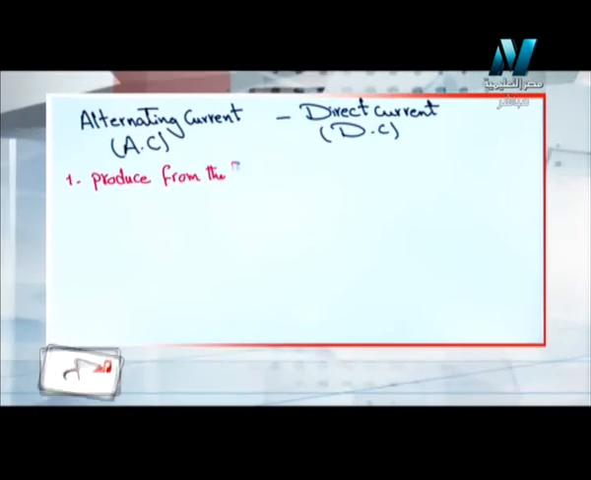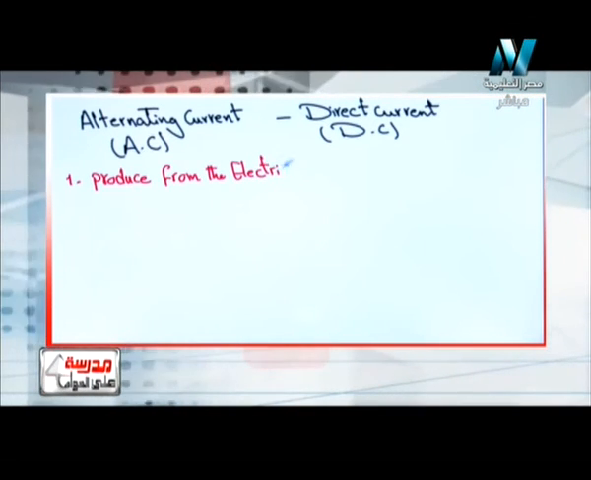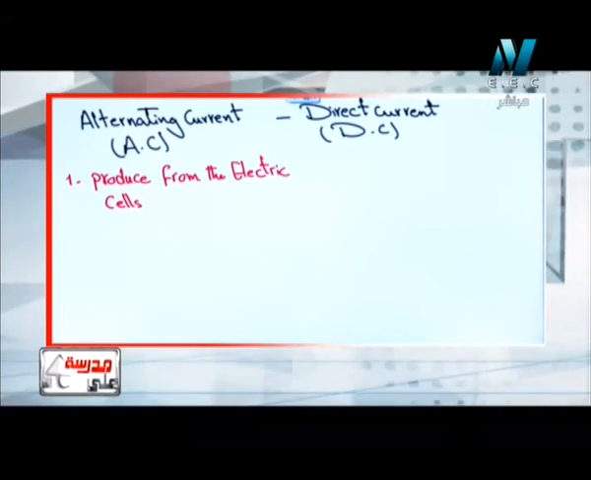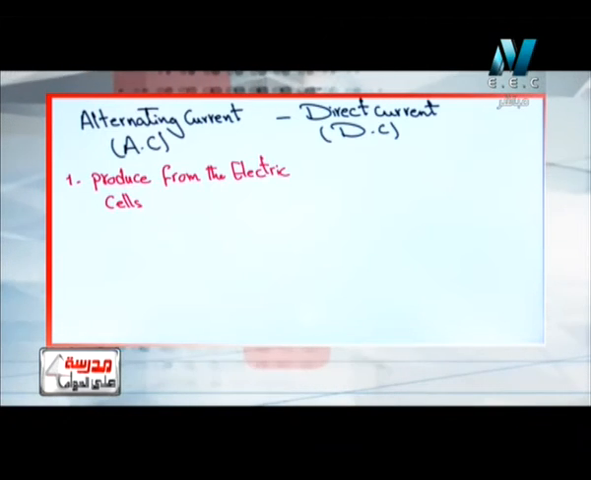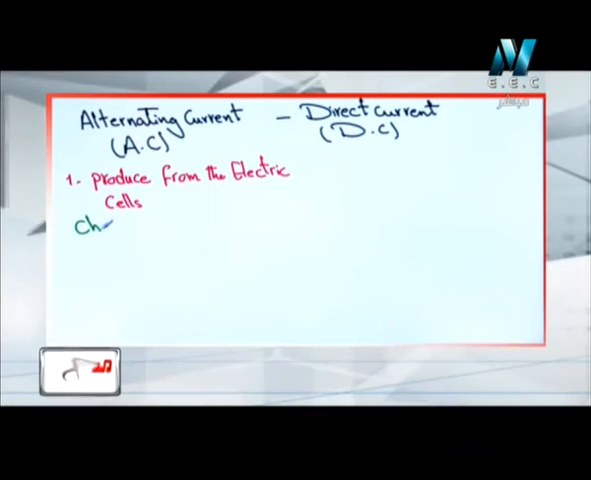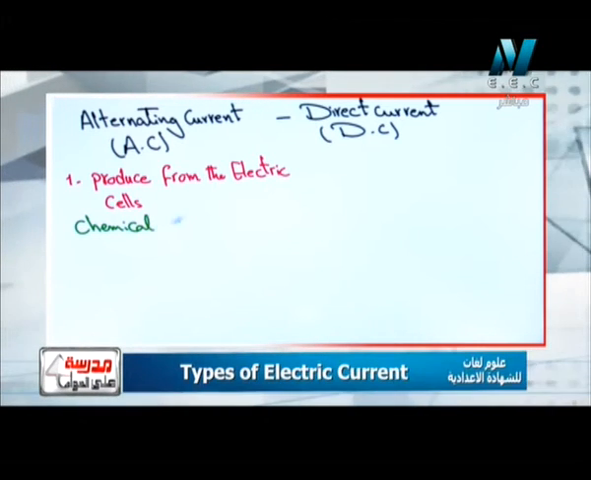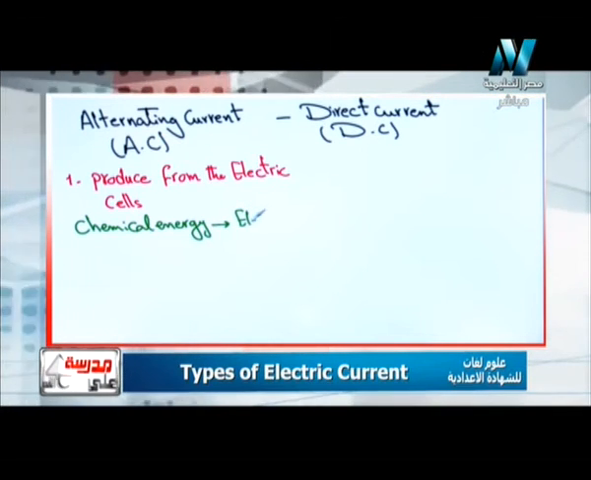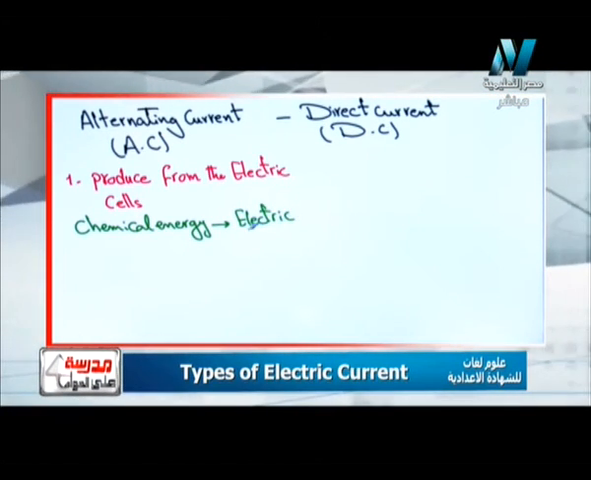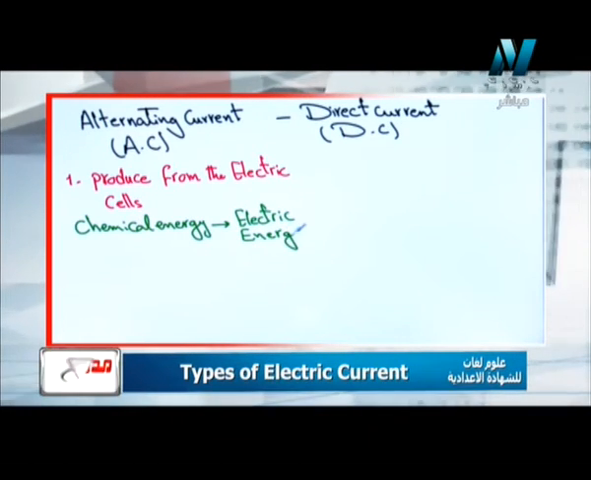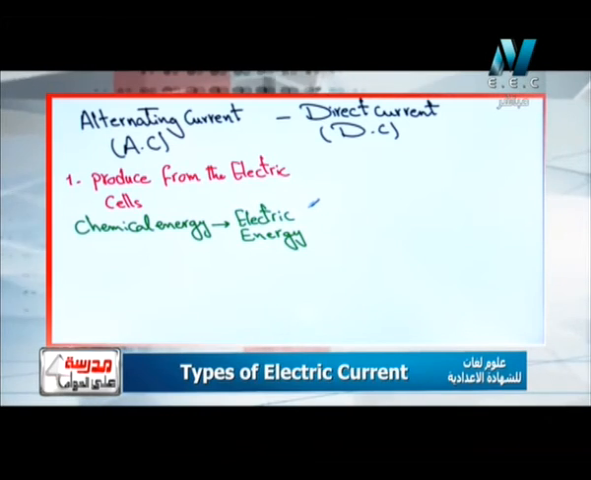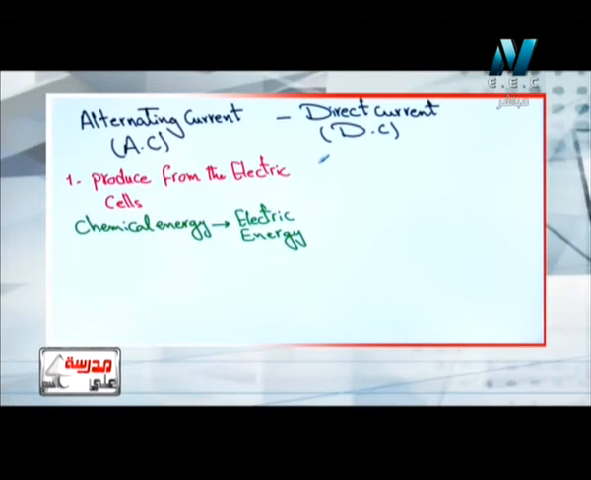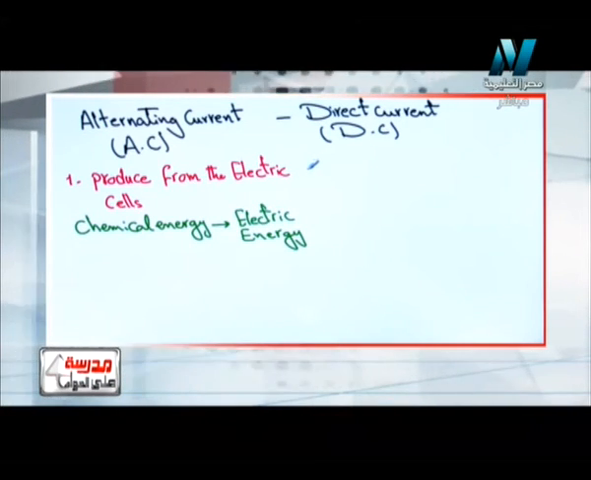the electric cells. What is meant by electric cells? Electric cells means the electrochemical cells, like the battery, changing chemical energy to electric energy. As we studied before in first prep, the battery or electrochemical cells change chemical energy, as a chemical reaction, into electric energy.